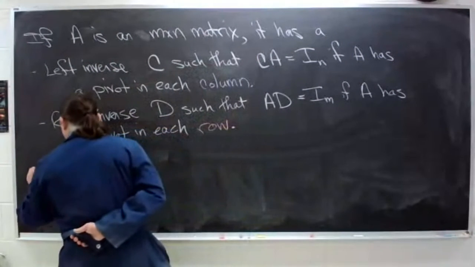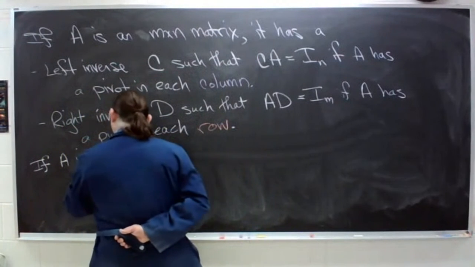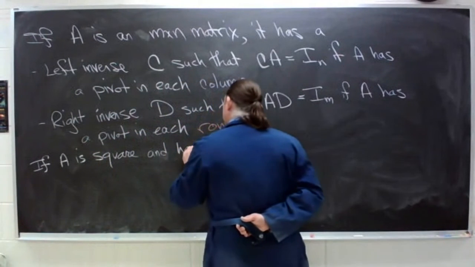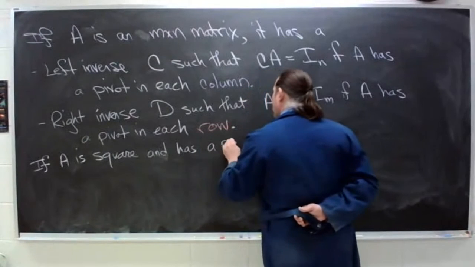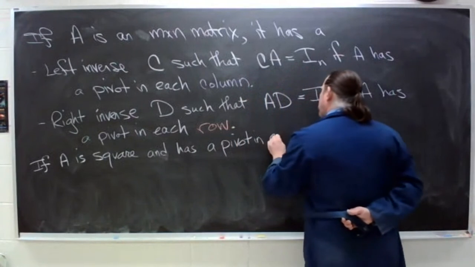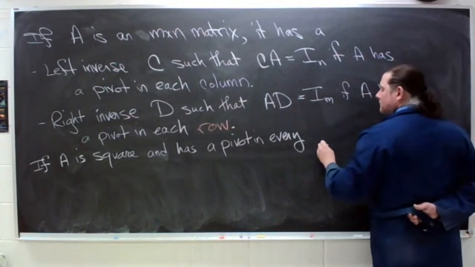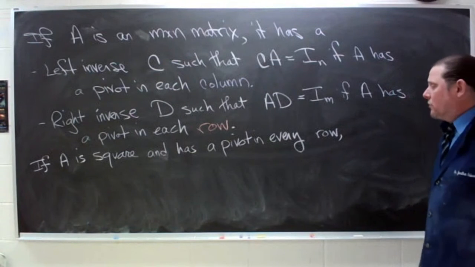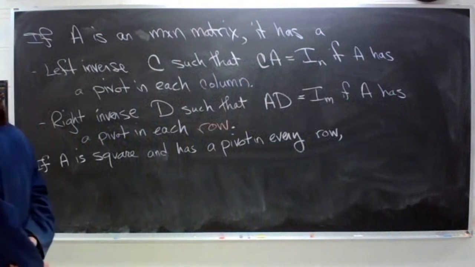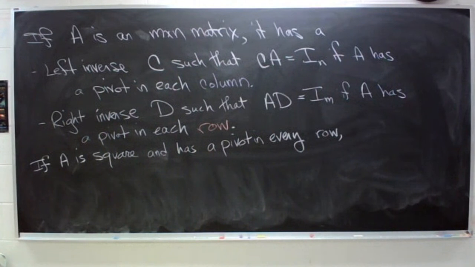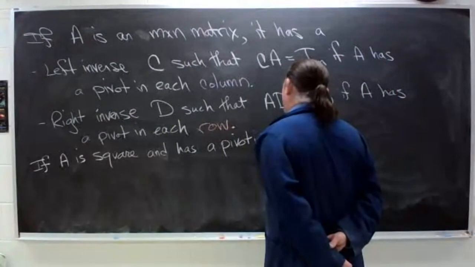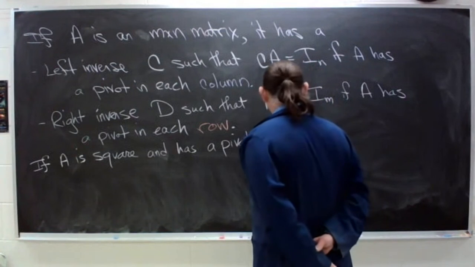So let's see what would happen if A is square and has a pivot in every row. Well, that implies it has a right inverse, but since it's square, that also implies it has a pivot in every column, and that would mean it has a left inverse. So let's see what the relationship between those inverses is.